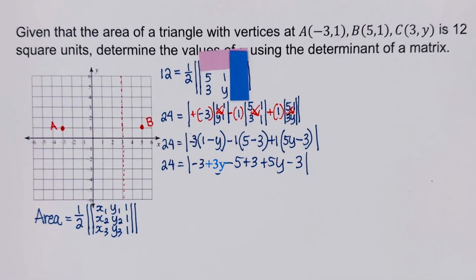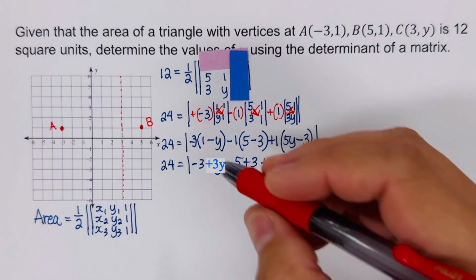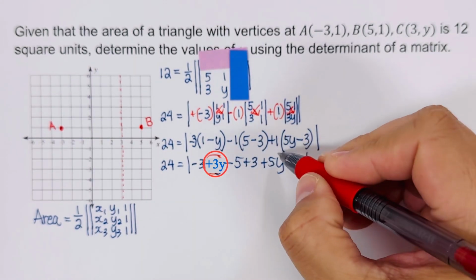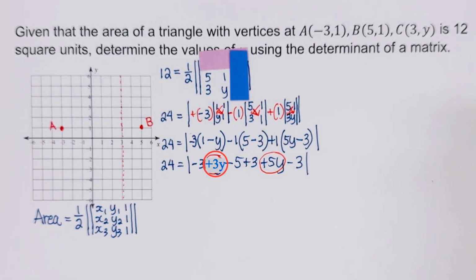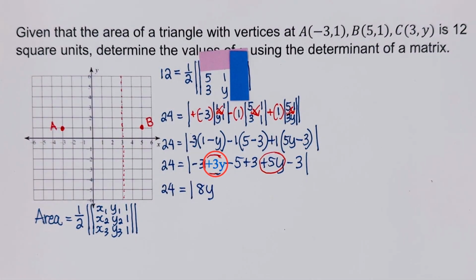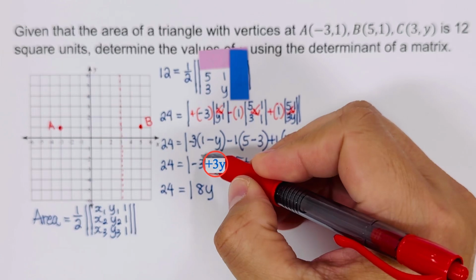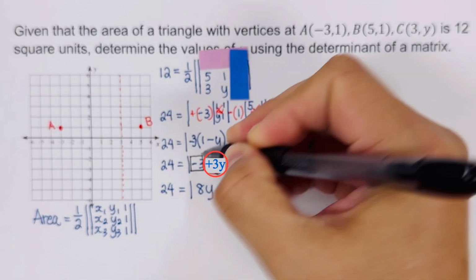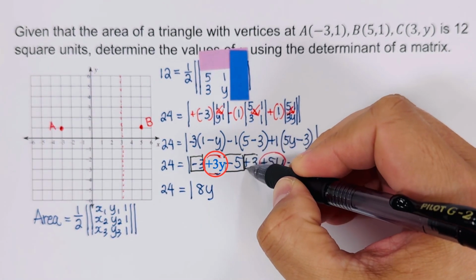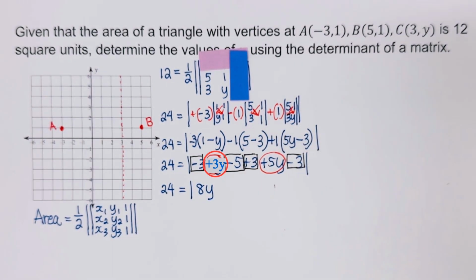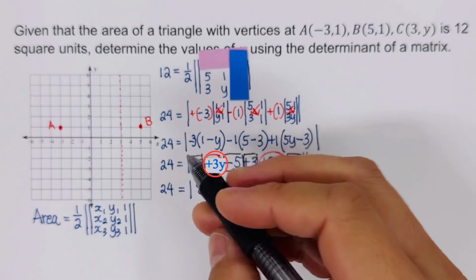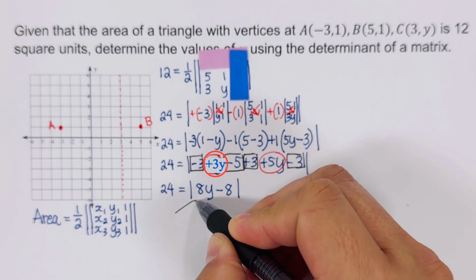So we go ahead and combine like terms. So we start with the y. So we get a positive 3y plus 5y is a positive 8y. And then we're going to add the constants. We get a -3 minus 5 plus 3 minus 3 is a -8. Since this is absolute value, we're going to have 2 equations for this.